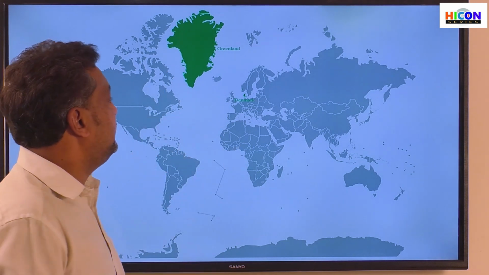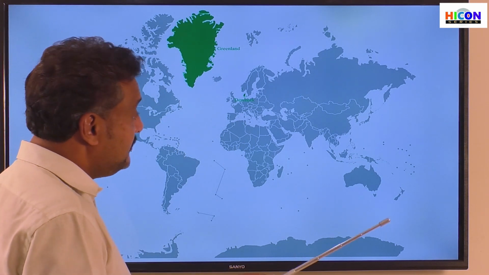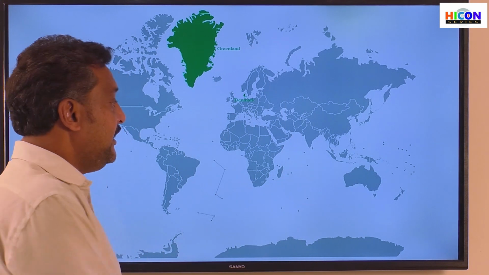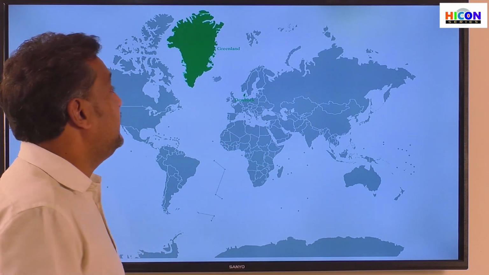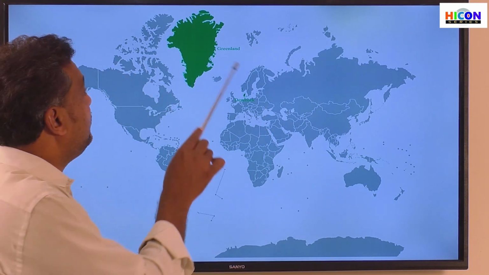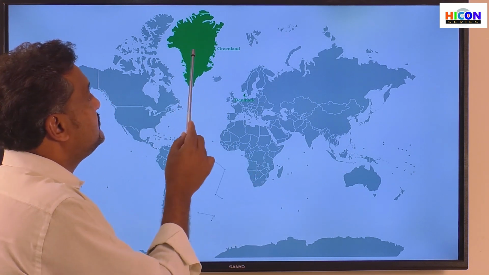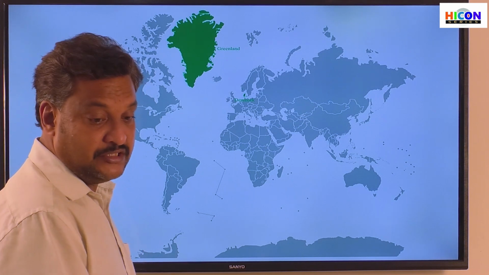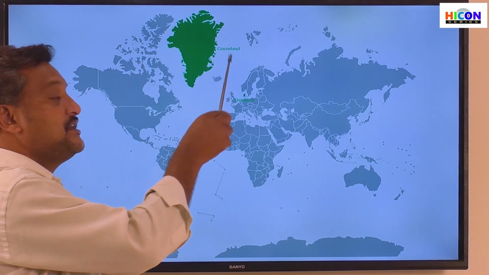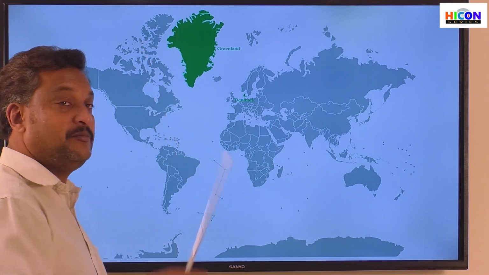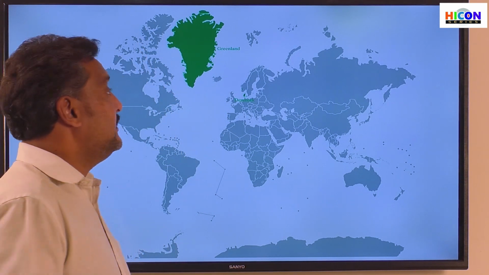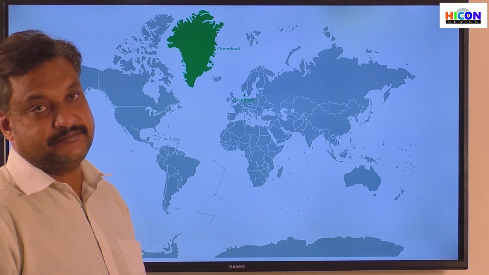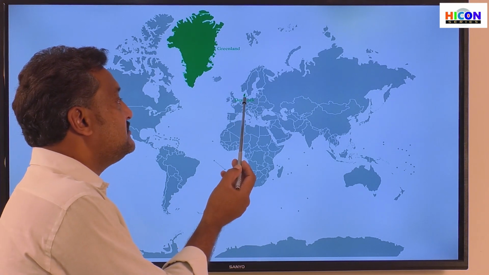The biggest island; to be frank, it is comparatively bigger than Australia. Australia is the smallest continent we know. Greenland is the biggest island. But when we compare the size of these two, Greenland is almost bigger than Australia. But the problem is that the population and other aspects of this region are comparatively very small, and that is why it's not considered a separate continent, but is considered an island. Right? And here we can see Denmark.